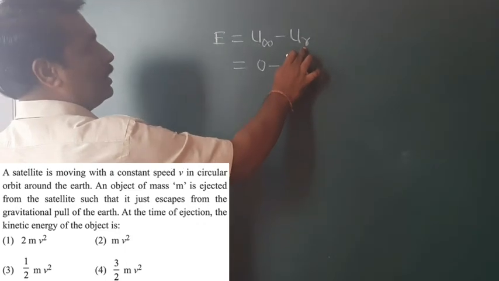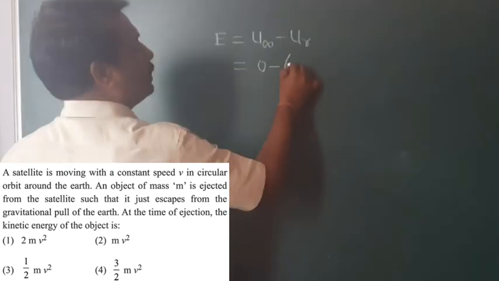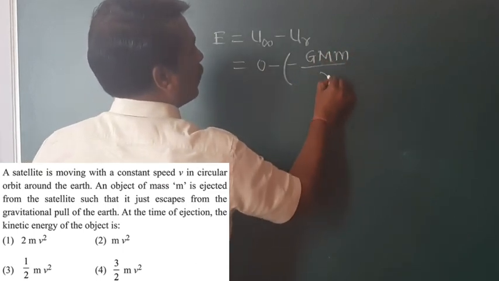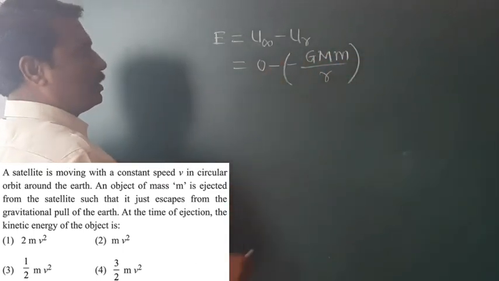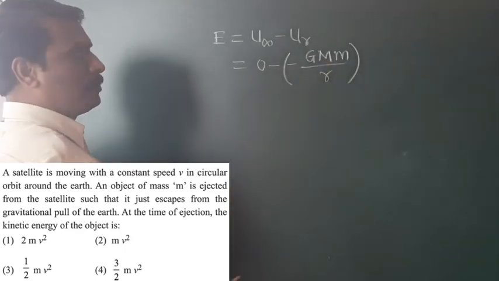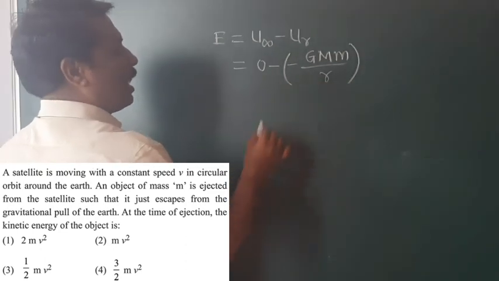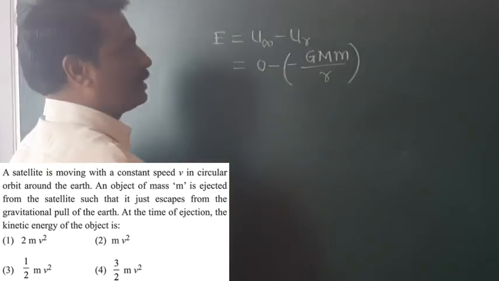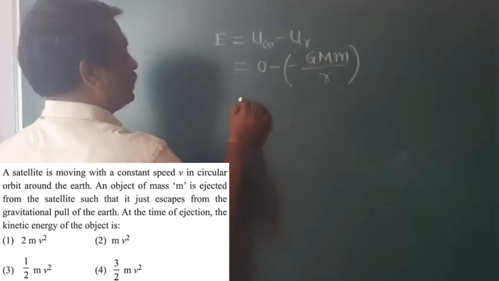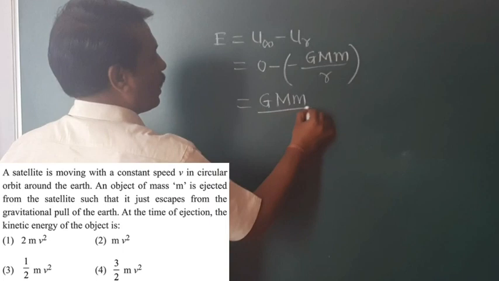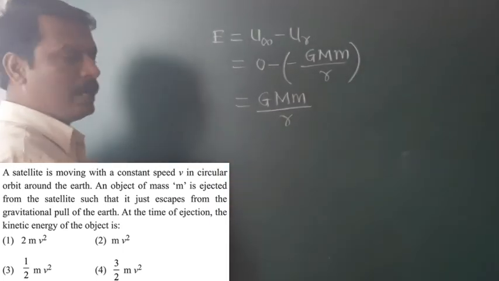And the potential energy of the planet at distance R can be written as minus GMm divided by R. Here G is the gravitational constant, capital M is the mass of the earth, small m is the mass of the planet, and R is the distance of the planet from the center of the earth. So this is GMm by R. Here minus into minus becomes plus. So GMm by R.